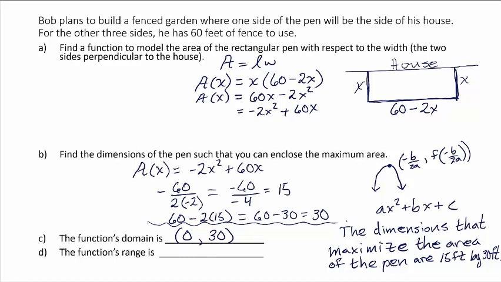We found the x-coordinate of the vertex, but we never found the y-coordinate because the question they asked in part B didn't involve that, right? It just said find the dimensions of the pen that would enclose the maximum area. So let's go back and find that value. So we found the x value to be 15. So the y value when x is 15, that means we've got to find a of 15, right? So we got negative 2 times 15 squared plus 60 times 15. Feel free to stick that into a calculator, right? 450 is what I'm getting.